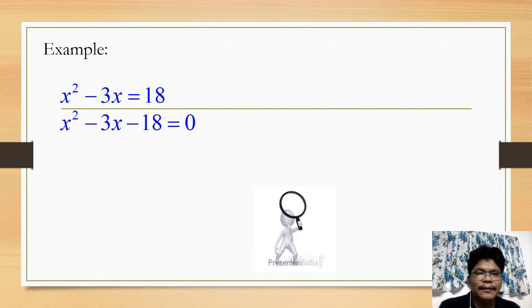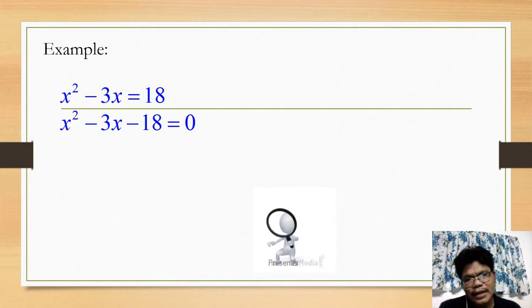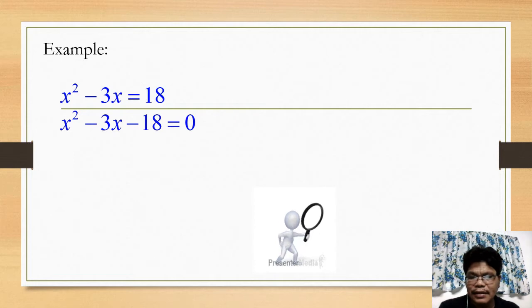Okay? Now, look at the value of a. The value of a is equal to 1 and the value of c is negative 18. Take note, if the value of a equals 1, and the value of the last term, c, is negative, meaning the middle term is the difference. Now, when you add the two factors, the result is the middle term. So, meaning, when we say difference, one is positive and one is negative.